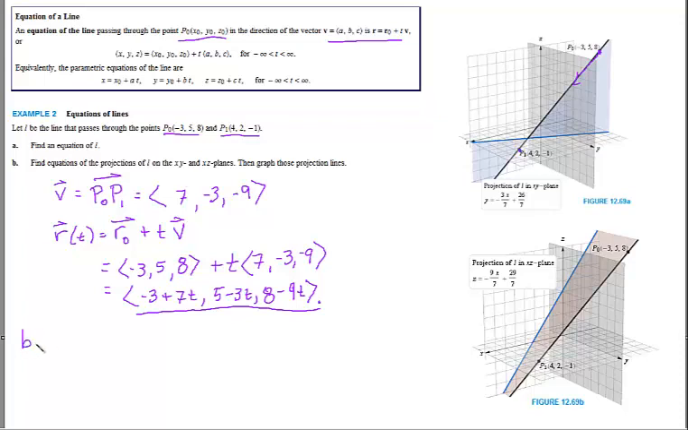What that would mean for the B part is I've got to do these two separately. I'm going to do it for XY and then I'll do it for XZ. When I do it for the XY plane, that means the Z component is 0. So what I have for the XY plane projection, that means I have that X equals -3 plus 7t, and Y equals 5 minus 3t. I'm supposed to find the equation of that line projected onto that XY plane.